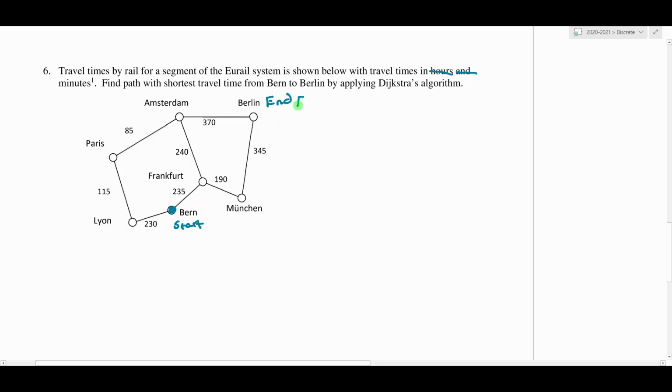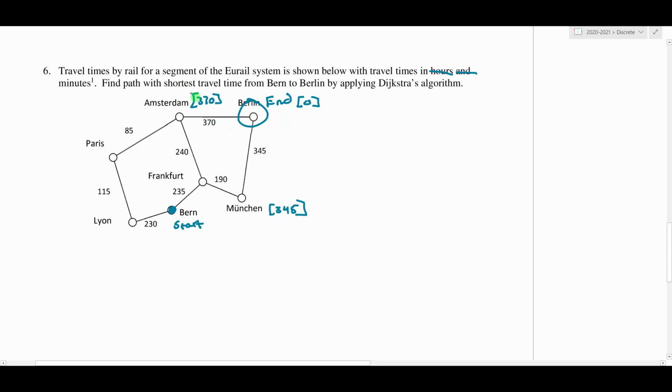All right, so remember we mark the end with a 0. And then we look at all of the edges that lead into the end. So I've got 2 edges that lead into Berlin. I've got this 370 and this 345 out to München. Okay, so I'm going to go to München and I'm going to put a 345 on München. I'm going to put a 370 on Amsterdam. And then we would consider Berlin to be visited, right? So that way we don't trace any of the edges back to Berlin.